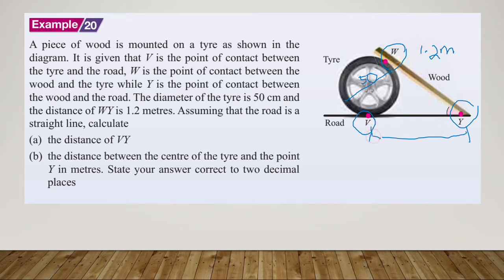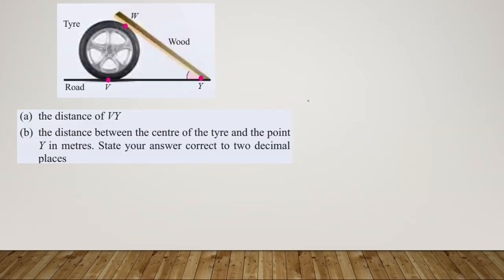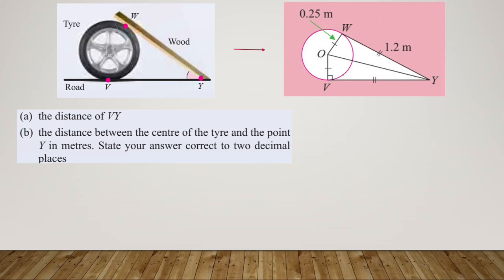Now I redraw the diagram here into an easier diagram for us to see. So it will be like this. WY is 1.2, and then this one is 0.25 because just now they told you the diameter is 50 centimeter, right? So when you convert it to radius, it is 0.25. Now we look at question A. A here, they ask you to find the distance of VY.